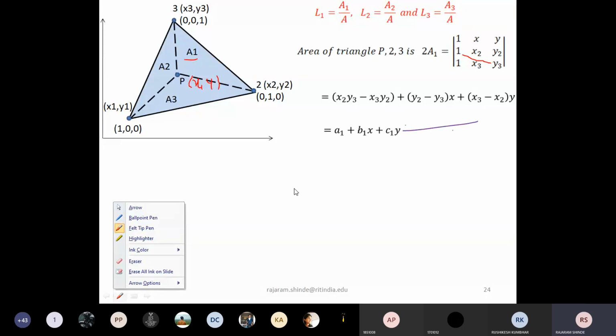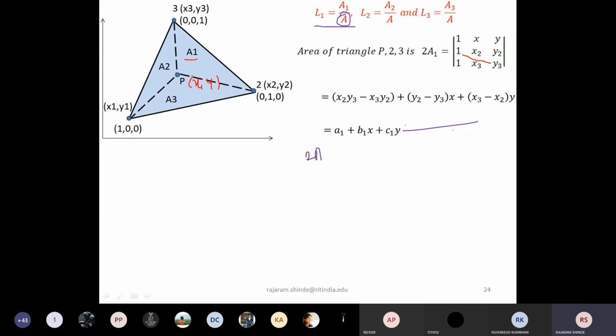Now for calculation of L1, what do we need? We need A also. A, that is total area. Now what I will do? I will calculate the 2a. Now 2a is your determinant of 1 x1 y1, 1 x2 y2, 1 x3 y3. Already you have seen it. It is the area of the element.